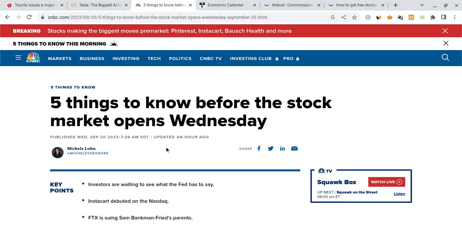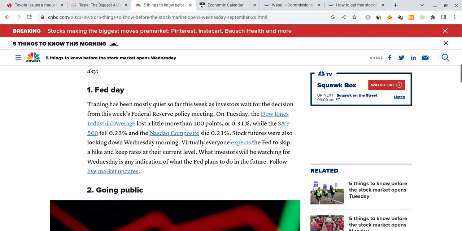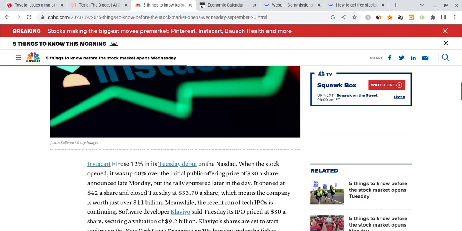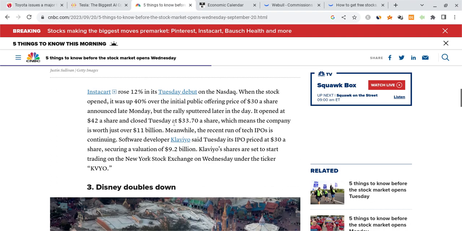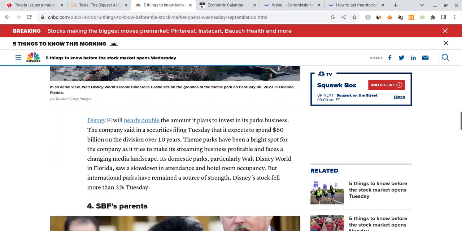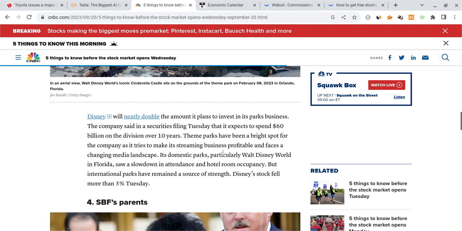Now, a couple of things to know before the market opens. As of right now, we have the Fed day, the market is getting ready, and so far, futures traders have been a little bit more quiet, but they're starting to push us up at least a little bit. We had just had the IPO of Instacart, and this was up about 12% on Tuesday. It had its debut on the NASDAQ, and that was very interesting to watch, in case you guys were interested.